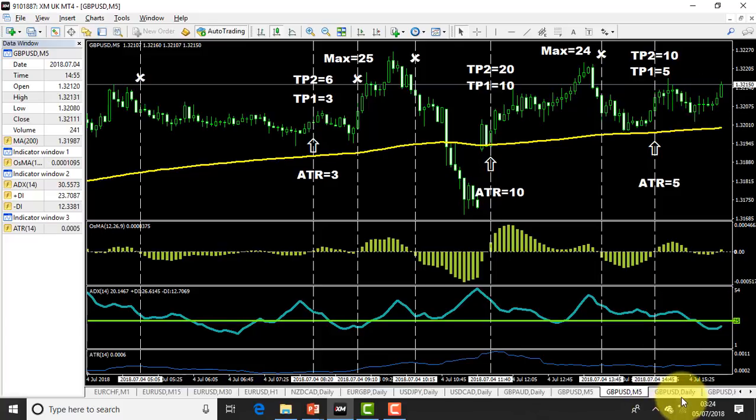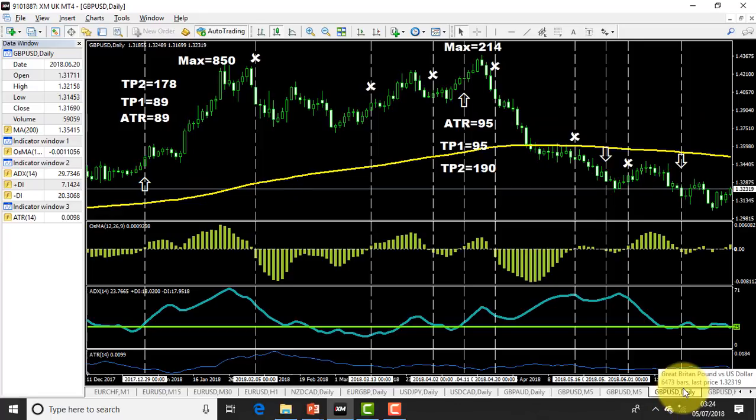Let's look at a daily example, the daily chart. The reason is I want to show you that this strategy could work on any time frame. So here is a trade. ATR is 89, TP1 is 89, TP2 is 178 pips. If you measure from here to the highest point, it's about 850 pips. So we have our target. We hit our target. No trade here, no trade, no trade.